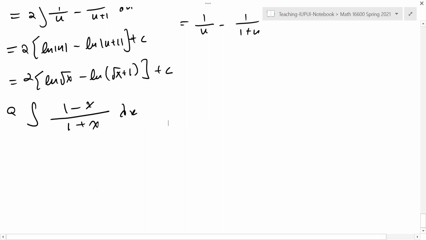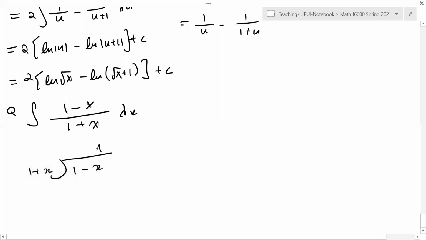All right, when you see this problem, first of all, you should know that this is a rational function. So the standard way to solve this problem is to use the method we learned from last class. Because the degree of the numerator is the same as the degree of the denominator, I'm going to divide by 1 plus x.